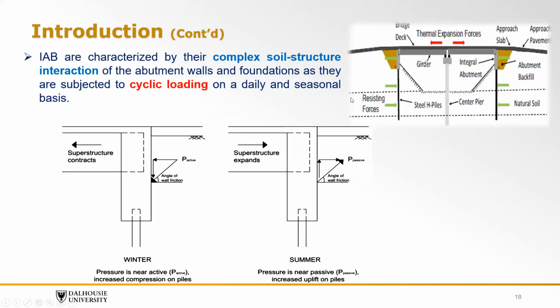In general, integral abutment bridges are characterized by the complex soil structure interaction of the abutment wall and the foundation as they are subjected to cyclic loading. Let's say in the winter, the concrete will shrink, so the structure will move away from the soil, and this will constitute more or less an active earth pressure. However, during the summertime, the concrete will expand, and accordingly you're going to push on the backfill soil, and it will be in its passive mode. Okay?